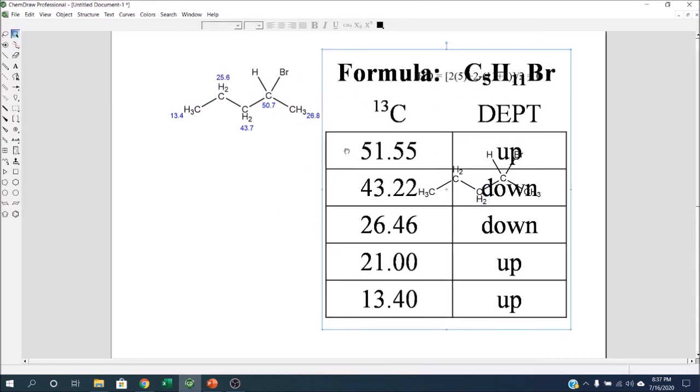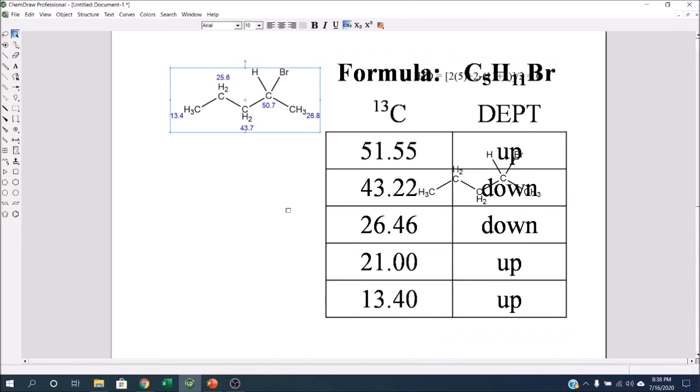So we had 50.7 and this one had 51.55, 43.7, 43.22. These approximately match up. That's interesting. That methyl group they're showing is 26.8 and I had it at 21. That might be a difference between real data and NMR data that ChemDraw predicts. I'm still comfortable with this as my answer right here. The DEPT experiment matches up quite nicely.